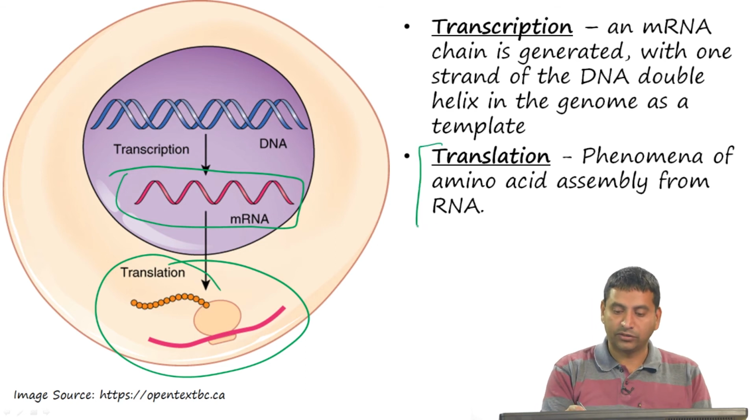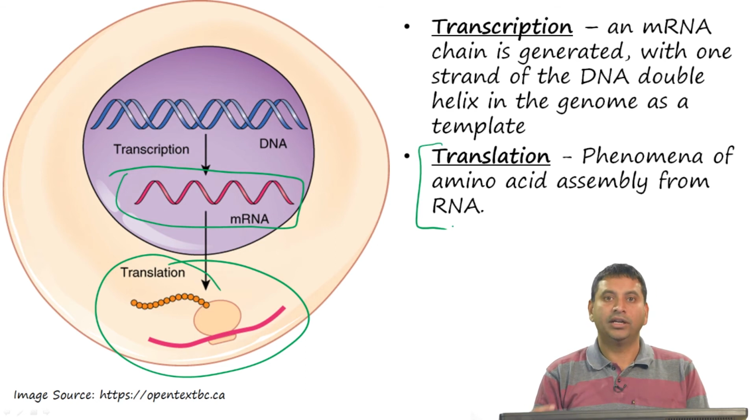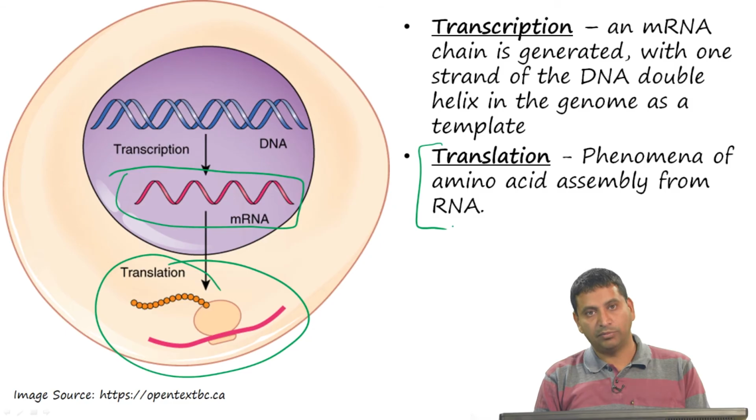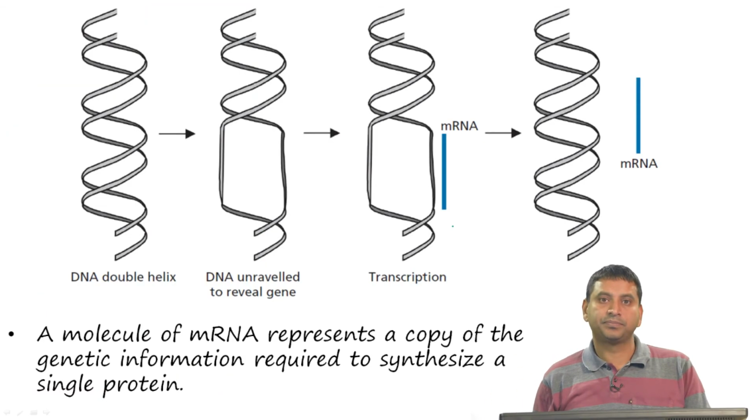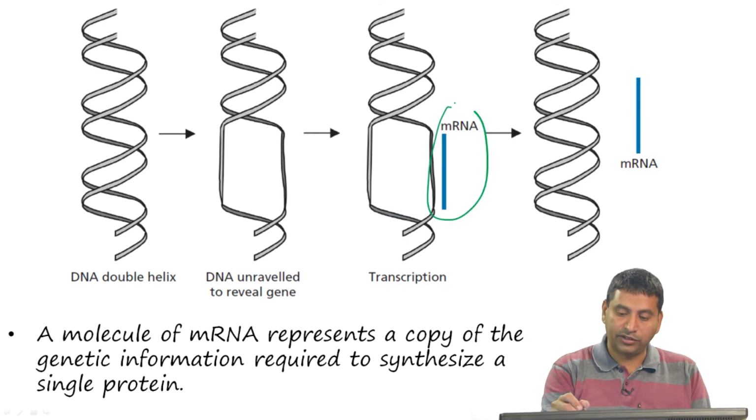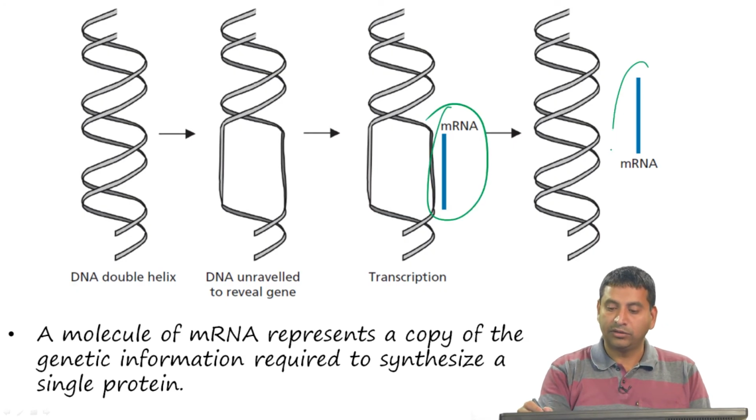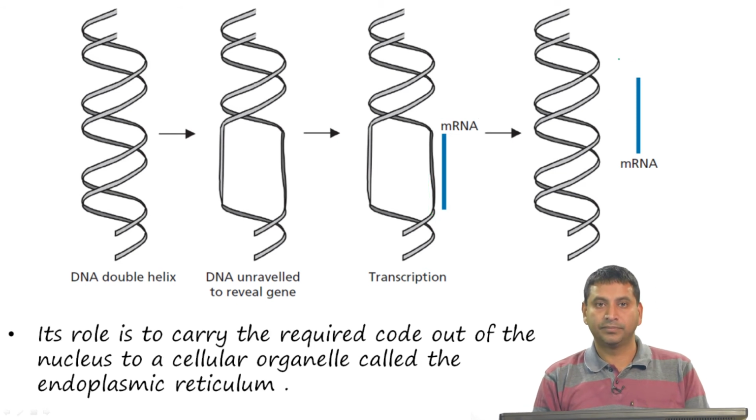Protein synthesis, the process, is called translation, where this code that mRNA is carrying with it goes to the endoplasmic reticulum and the ribosome there, and that is converted using the machinery to produce a protein. So, for mRNA, the transcription happens first by exposing the gene, and then the mRNA is synthesized over here, and then mRNA is produced. So, its role, as we discussed earlier, is to carry the required code out of the nucleus to a cellular organelle known as the endoplasmic reticulum.